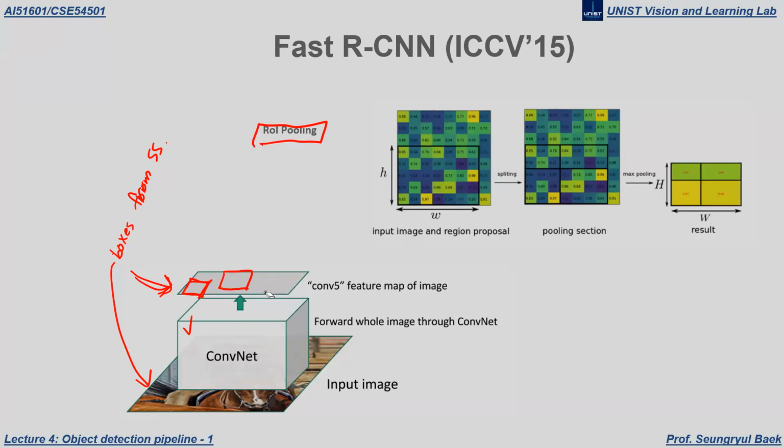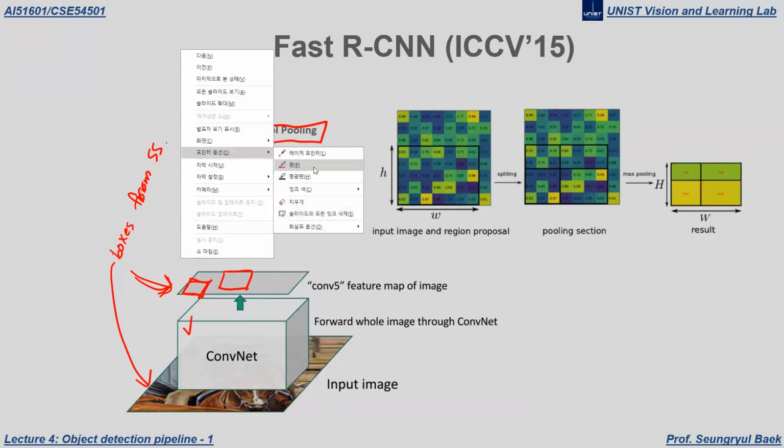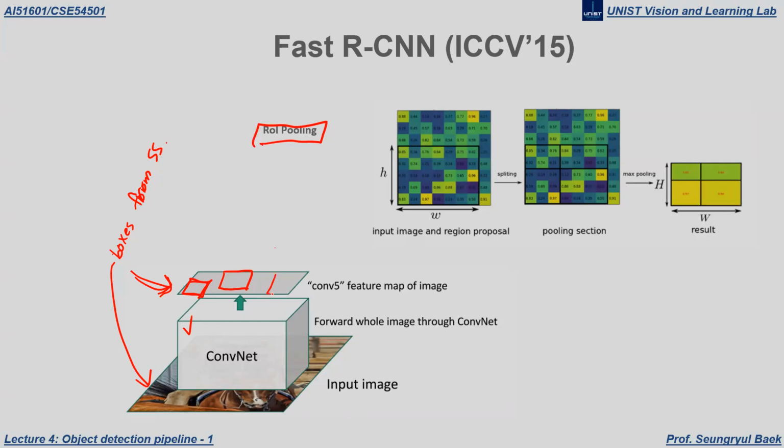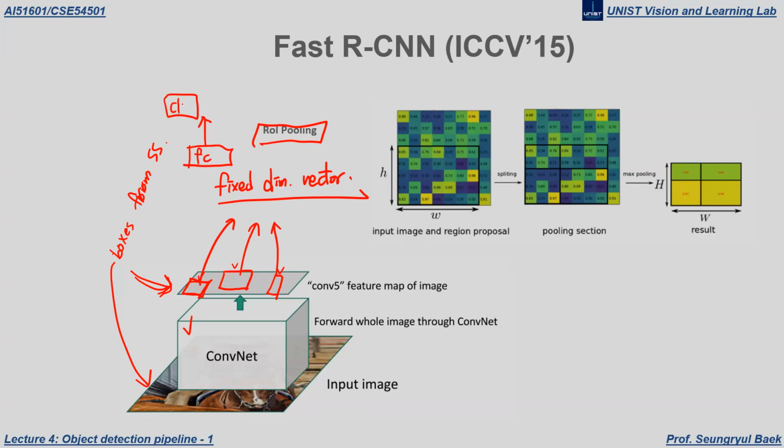As a result, the bounding box size is varied like this, right? Let's say these are the 3 boxes obtained from the selective search algorithm. Then we have to map these to a fixed dimensional vector. Then we can apply some FC layers after this to estimate some class probability and refine the boxes afterwards, right?